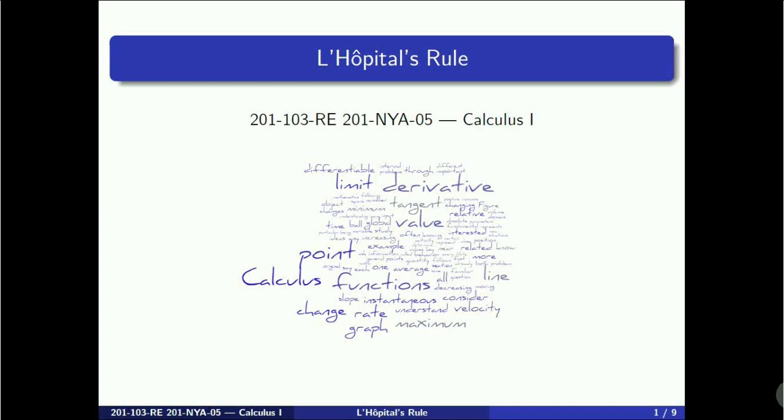Hi, in this video we learn a new way of evaluating certain types of limits called L'Hôpital's rule. The name of this rule comes from the name of its publisher, le Marquis Guillaume de l'Hôpital, who published one of the first calculus textbooks in 1696, but it is believed to have been discovered by the famous Swiss mathematician Johann Bernoulli.